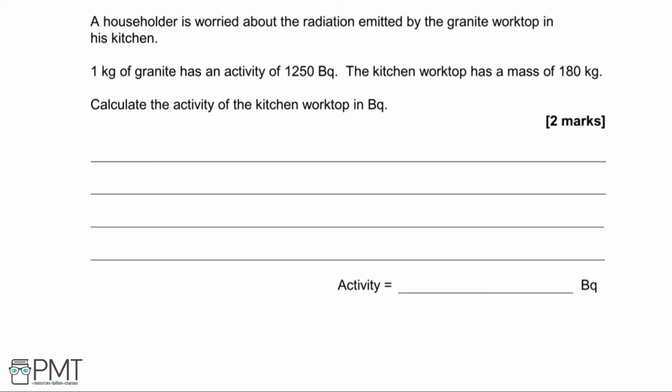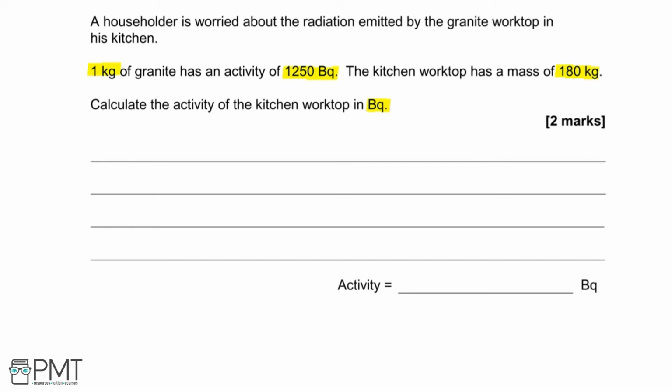A householder is worried about the radiation emitted by the granite worktop in his kitchen. 1 kilogram of granite has an activity of 1,250 becquerels. The kitchen worktop has a mass of 180 kilograms. Calculate the activity of the kitchen worktop in becquerels. So, Bq, becquerels, is a unit of the activity of a radioactive source.